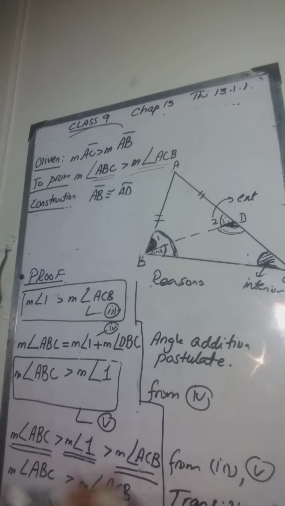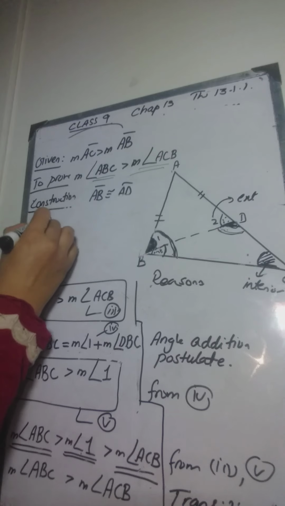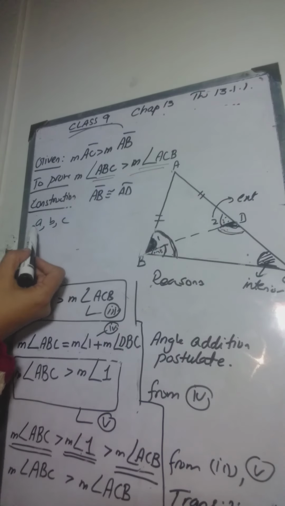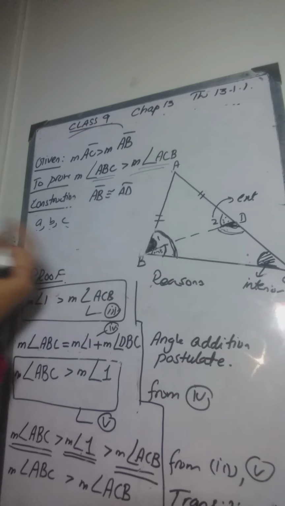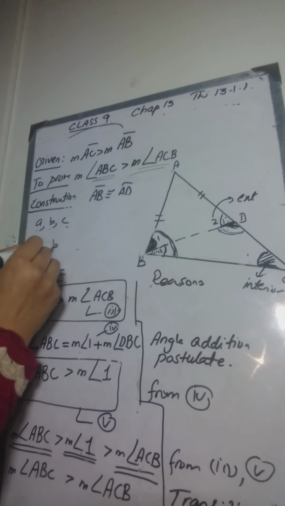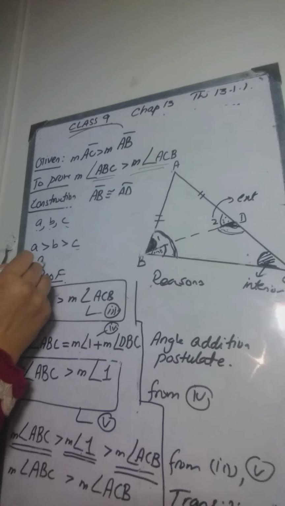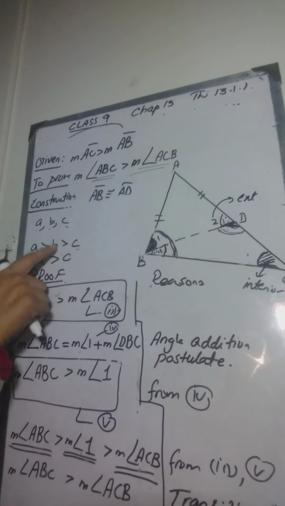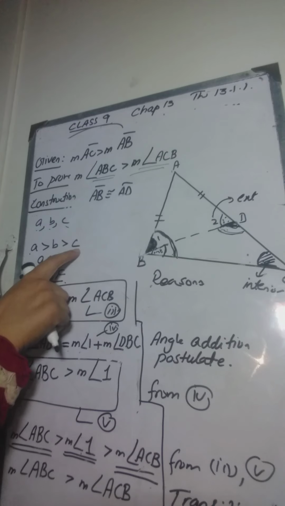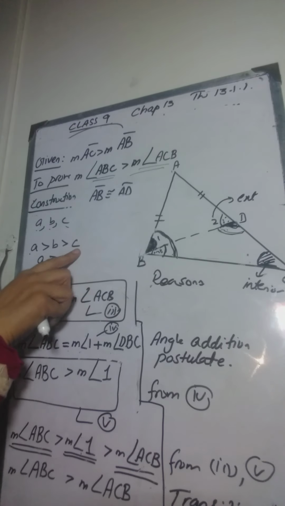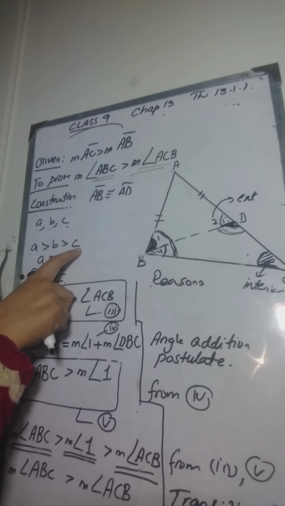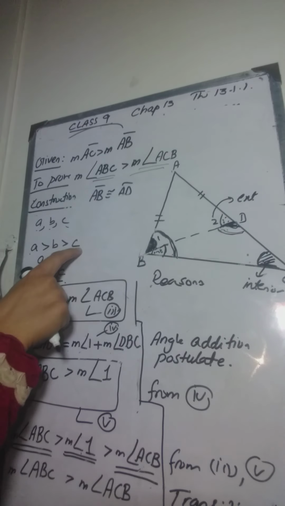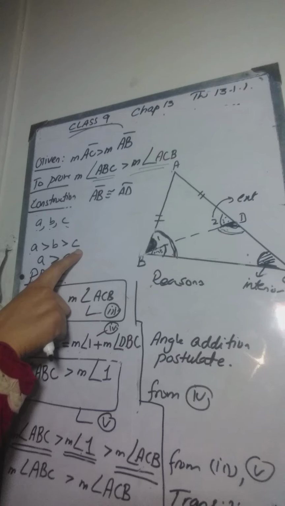What is the transitive property? I am explaining this property. If you have three numbers A, B, C, and if A is greater than B and B is greater than C, then obviously A will also be greater than C, because A is greater than a number which is greater than C. C will be the smallest number. So A will definitely be greater than C.